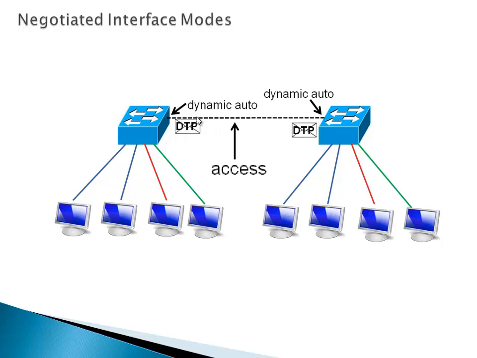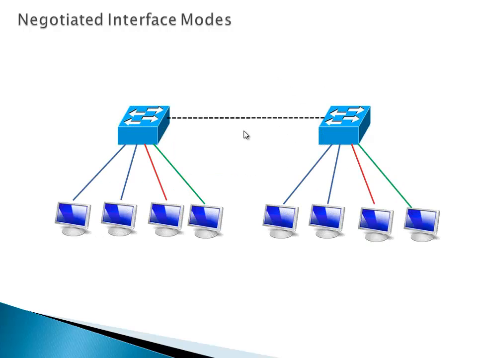So if you want this port to be a trunk, which we do in our case, make sure that one of the ports is dynamic desirable or trunk. First we saw dynamic desirable, the second was dynamic auto, and the third is that we can force it to be a trunk. But if we force it to be a trunk, the DTP messages are still going to flow, even though you forced it to be a trunk. So to stop those DTP messages, we say nonegotiate.